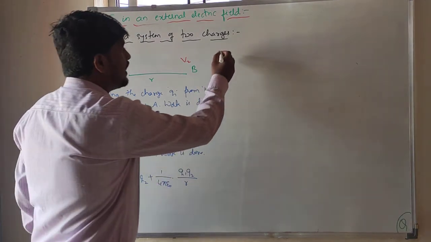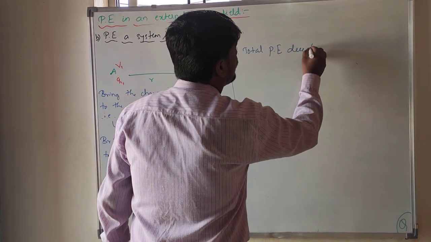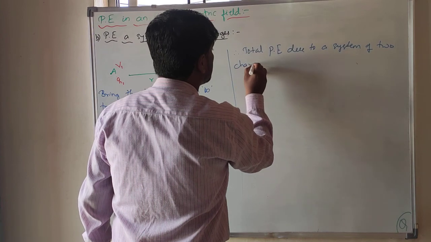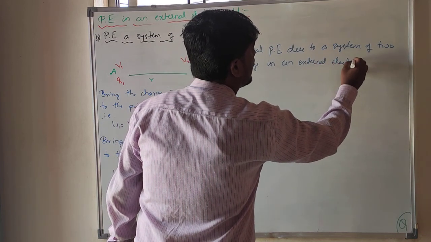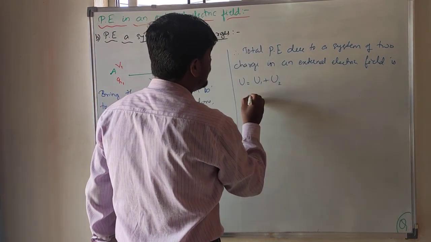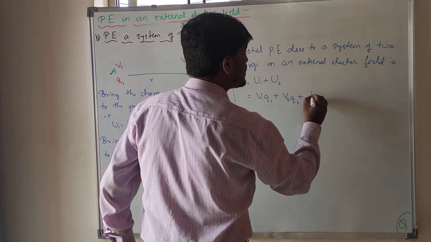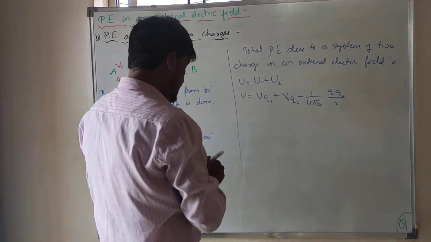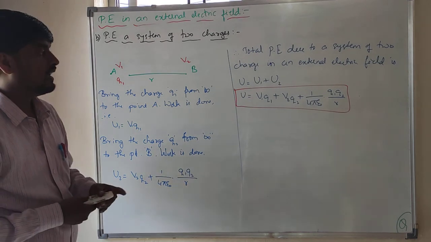Afterwards, merging these two, the total potential energy due to a system of two charges in an external electric field is U is equal to U1 plus U2, that is V1 Q1 plus V2 Q2 plus 1 by 4 pi epsilon naught into Q1 Q2 divided by R. So this is the potential energy of a system of two charges in an external electric field.